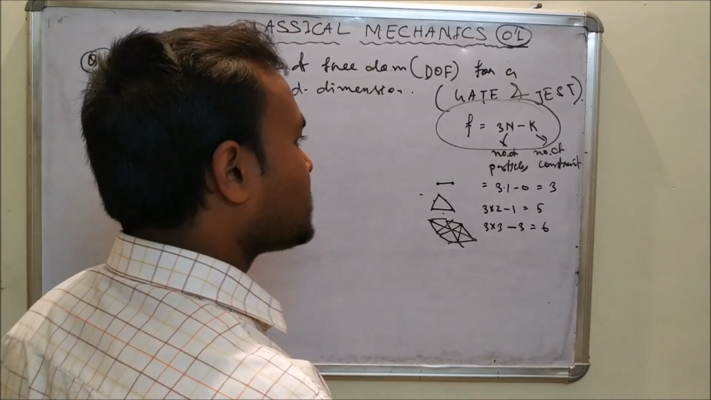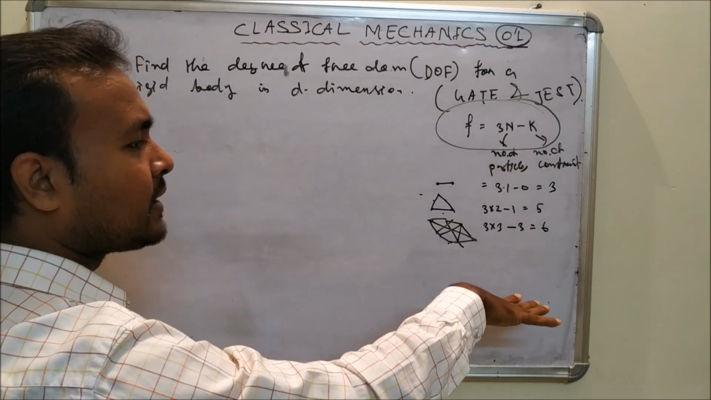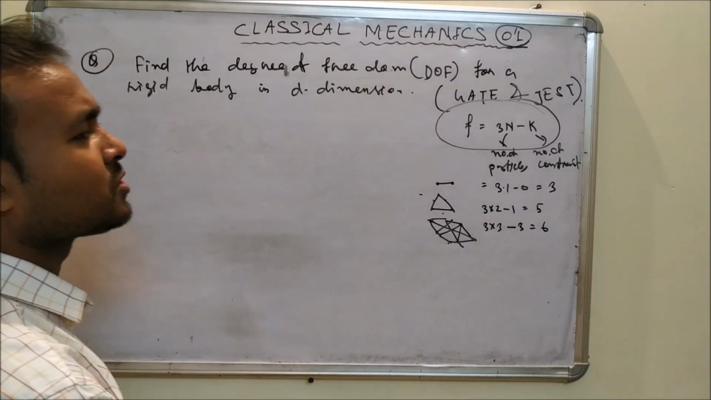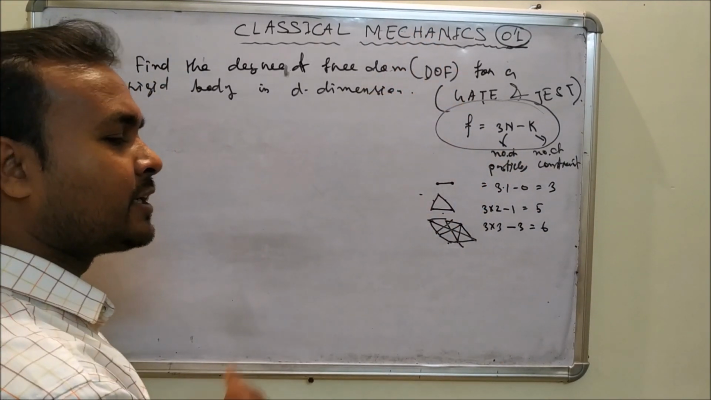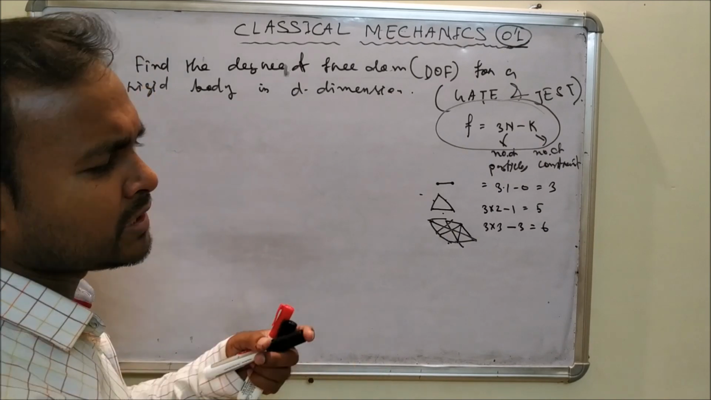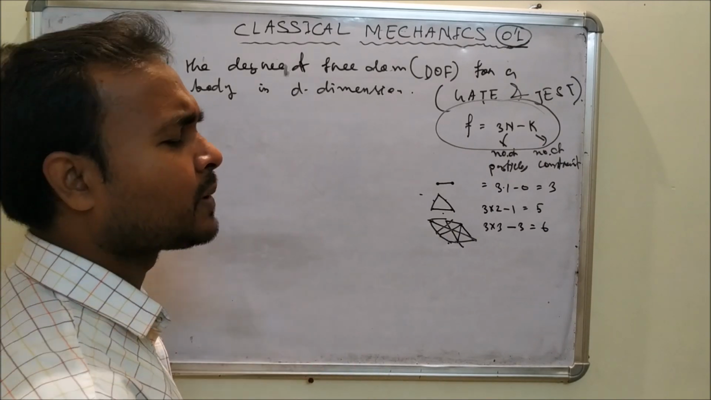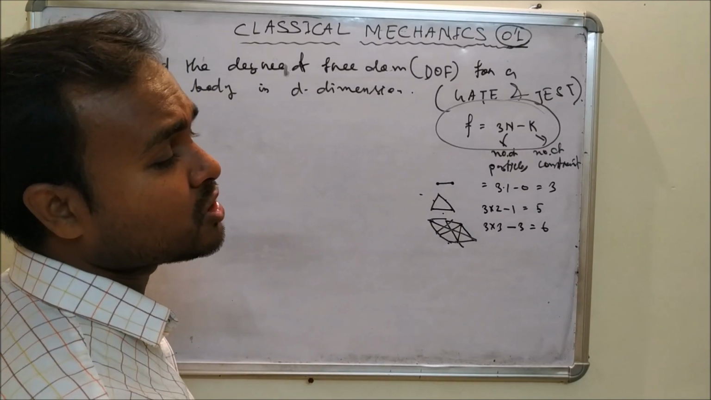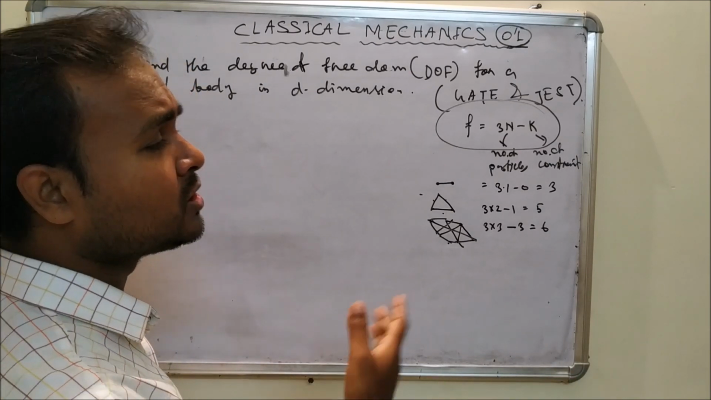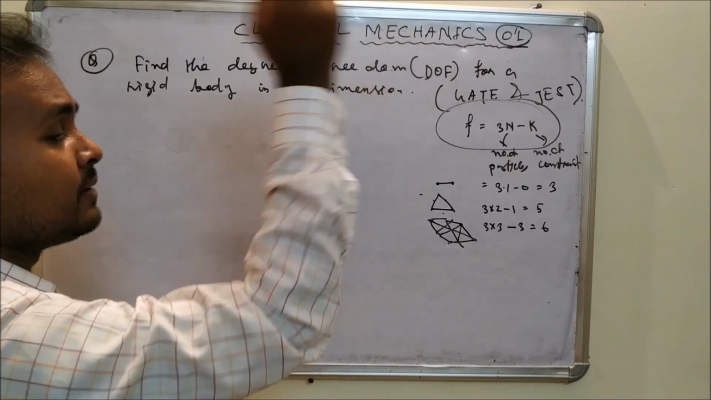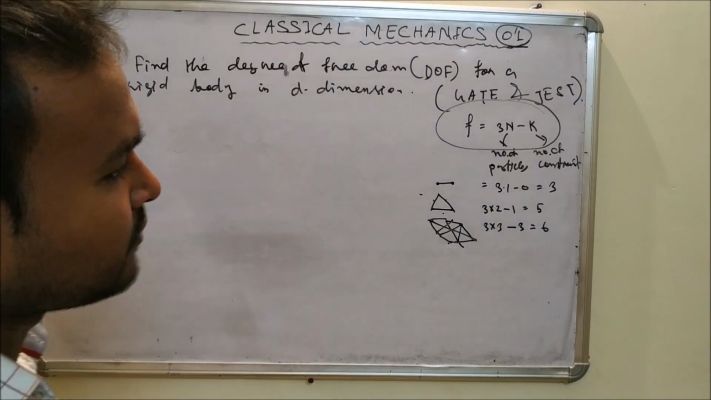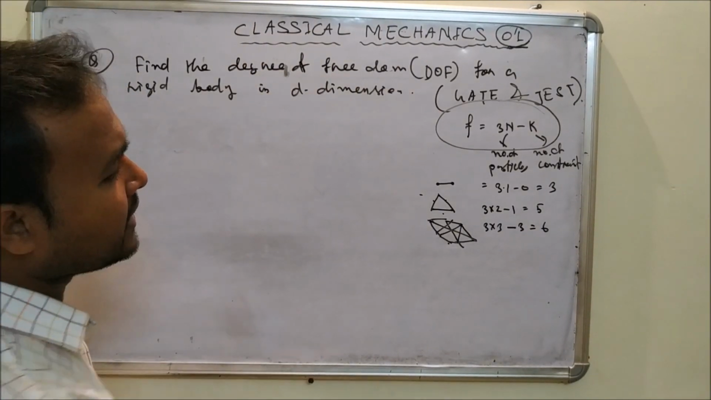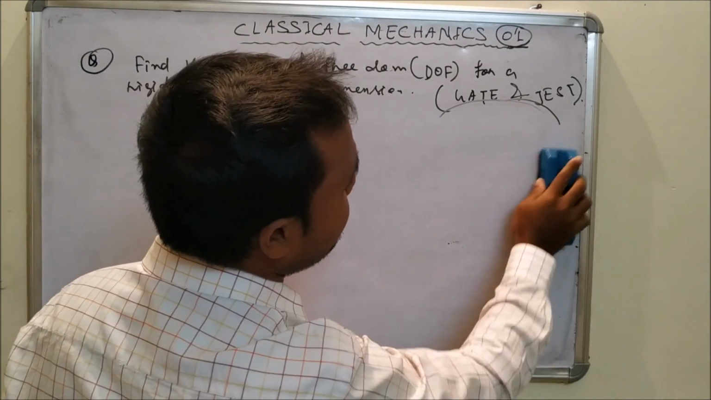Now, these are very hard to calculate, but I have a very simple way to calculate the degree of freedom for one particle, two particles, three particles, or any number of particles, in any dimension, 1D, 2D, 3D, 4D, 5D, in D dimension also. Look at that process, very, very interesting case.